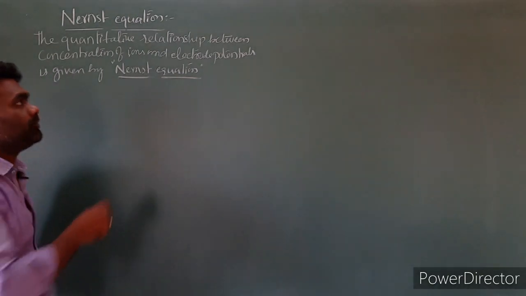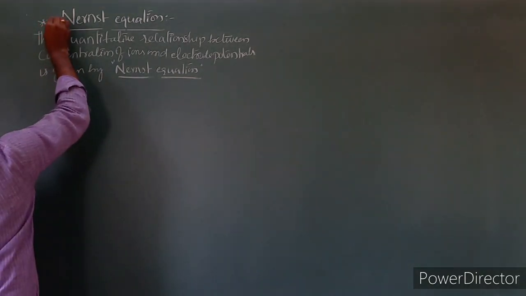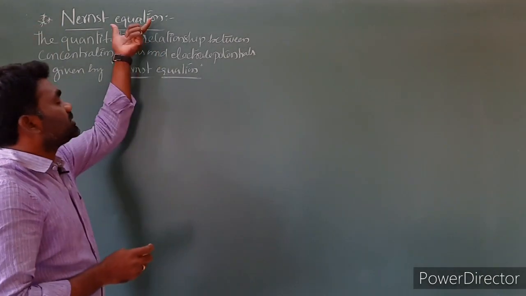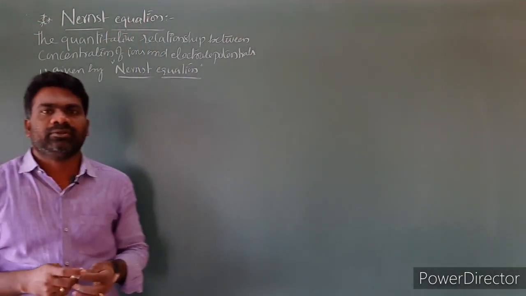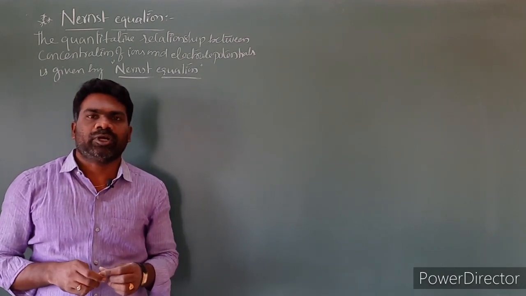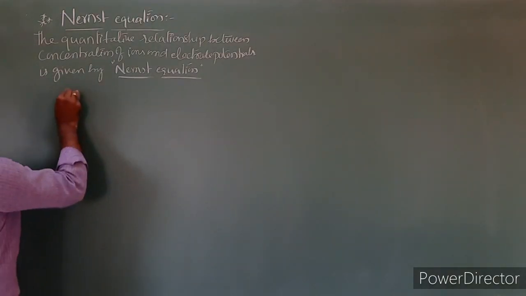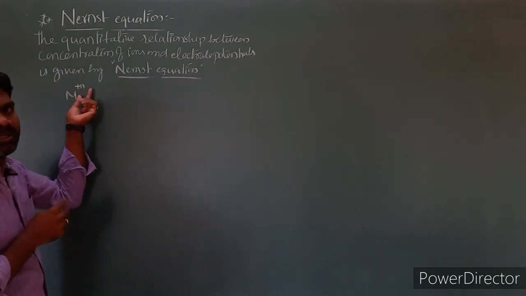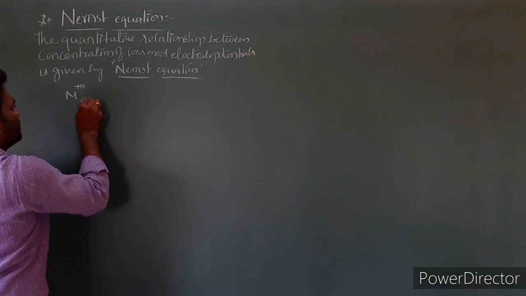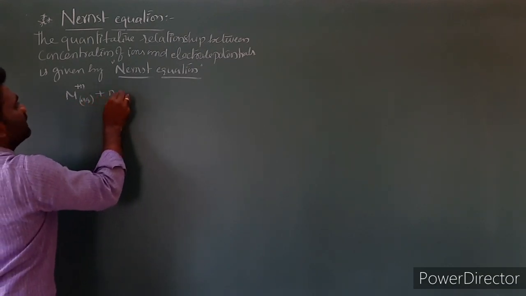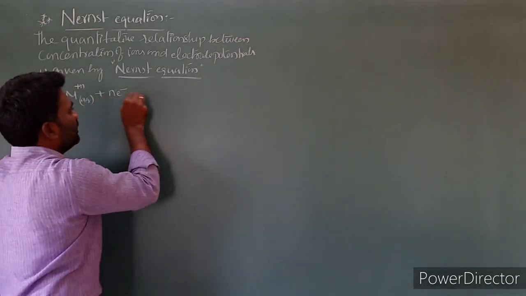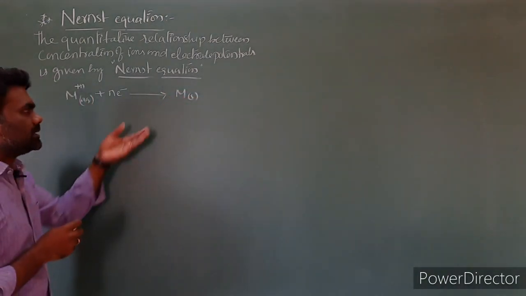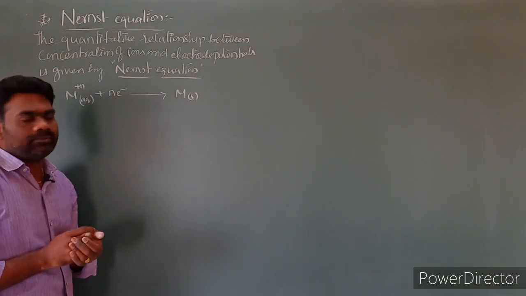So from the PUC point of view, the Nernst equation is a very, very important question. Now let us derive the Nernst equation. To derive the Nernst equation, we have to take a reduction form of a half cell. M^n+, where n+ represents the number of electron charges present on the metal, in aqueous state takes n electrons and is converted into M, which is in the form of a solid. So this is the reduction form of a half cell.